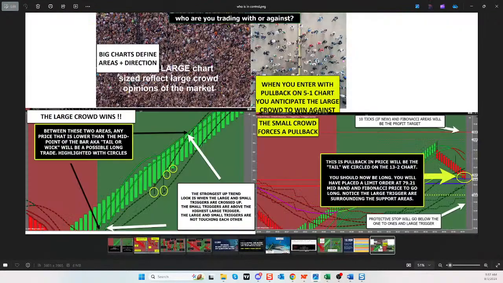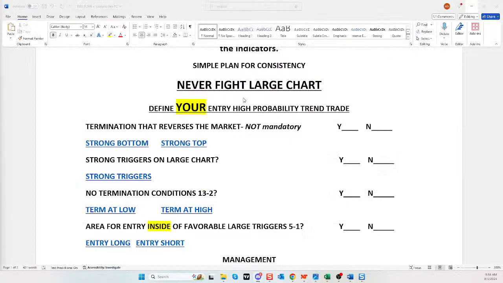And your simple plan for consistency, guys, it starts with don't fight the large chart. Remember, this is your large chart. This is the large crowd. This is groupthink. This is panic, mob mentality. And when it's going up and going up strong, guys, there's no reason to fight it. Don't fight those large triggers. Don't trade into those areas on the large chart. And if you can do that, you're like 70% better than most of the traders in the world. You've got this advantage through Nexgen to know exactly which direction they're going, if they're going that way strong, and if there's something in the way.